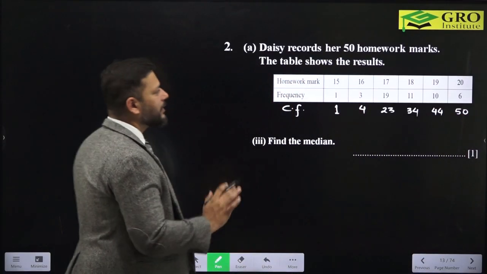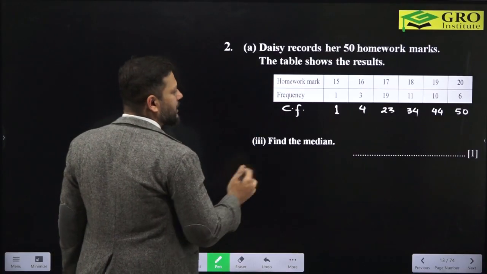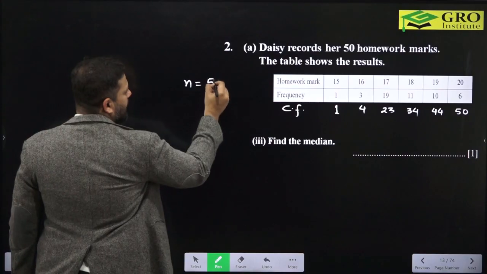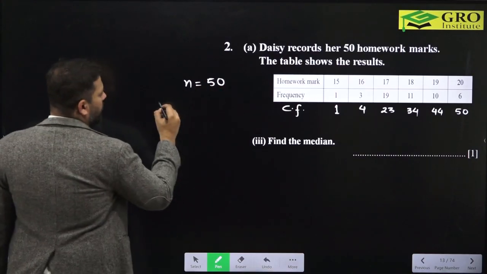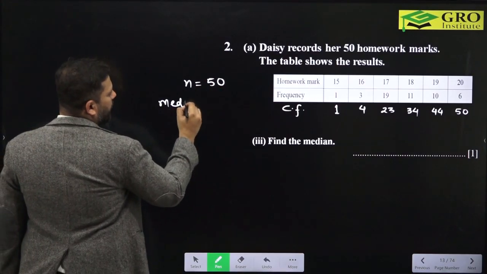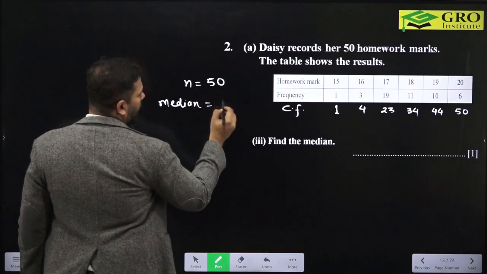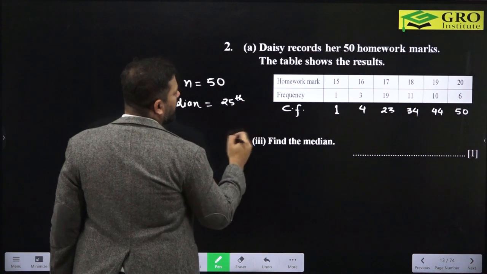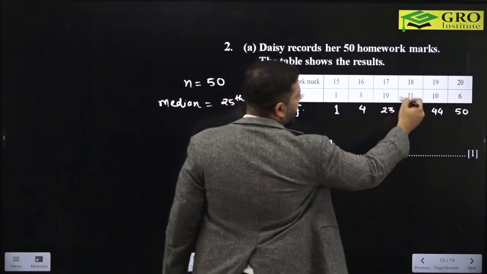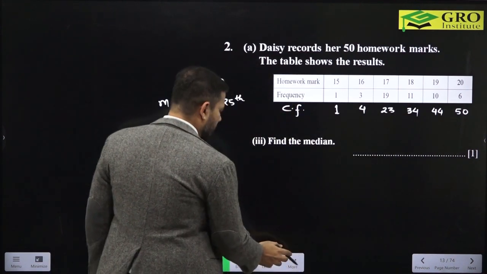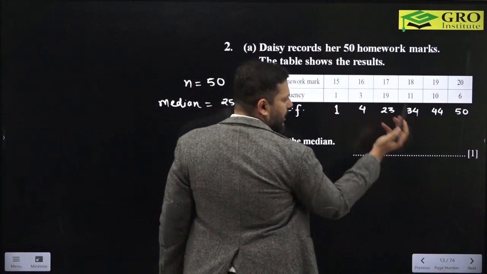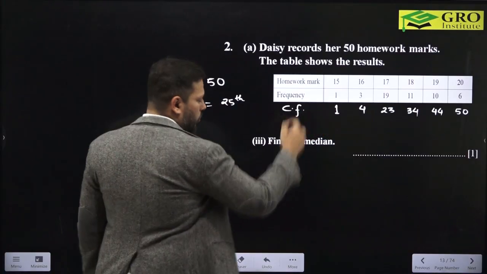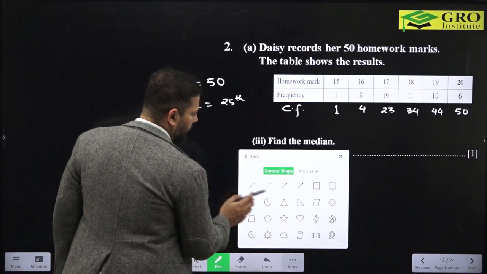Now, as the total frequency is 50, if I write that n is equal to 50, median would be the 25th value, isn't it? Median is going to be the 25th value, and the 25th value will lie in this category, isn't it? The 25th value will be more than 23 for sure. So it is going to be 34. It is going to lie over there because it is still 34.